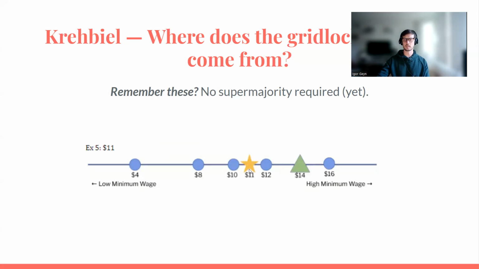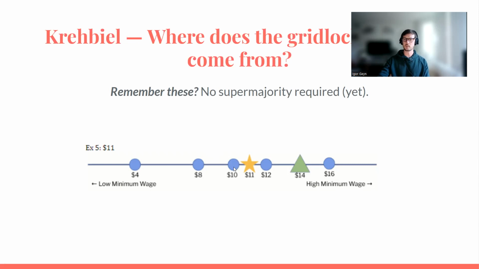The status quo is $11. Okay, so that's the existing policy. We ask ourselves, does the $10 median senator propose a new bill? Yes, they do. They propose a $10 minimum wage, which is their ideal point. And so what happens? Okay, so the $10 median senator is going to vote for the policy. The $8 minimum wage senator is going to vote for the policy. The $4 minimum wage senator is going to vote for the policy. So that's 3 votes in favor. We don't have a supermajority requirement yet, so we're all good.